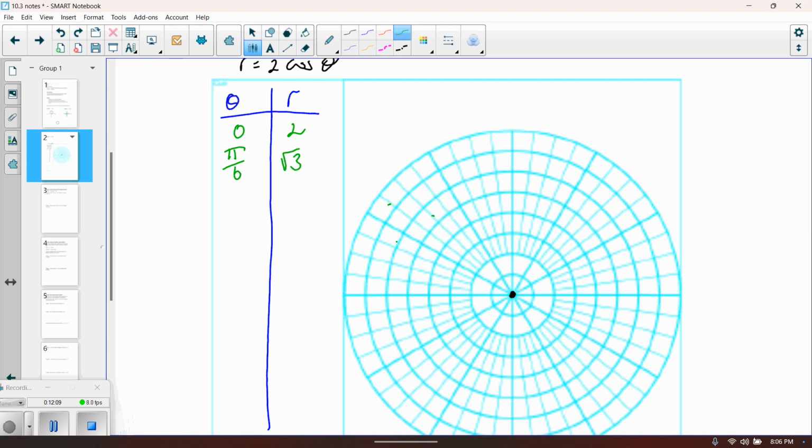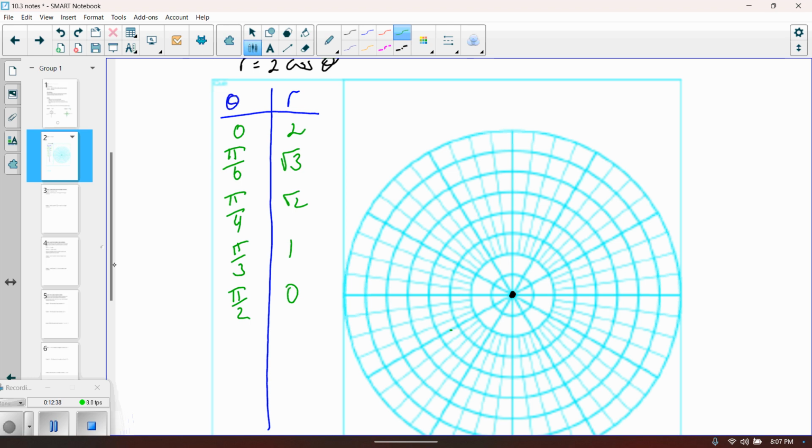And then the next one we would use would be pi fourths. Cosine of pi fourths is root 2 over 2, times the 2 out in the front is just going to give me root 2. And then pi thirds. Cosine of pi thirds is a half. A half times 2 is 1. And then pi halves, and we will have at least completed one quadrant of cosine. Cosine of pi halves is 0, so 2 times 0 is 0.